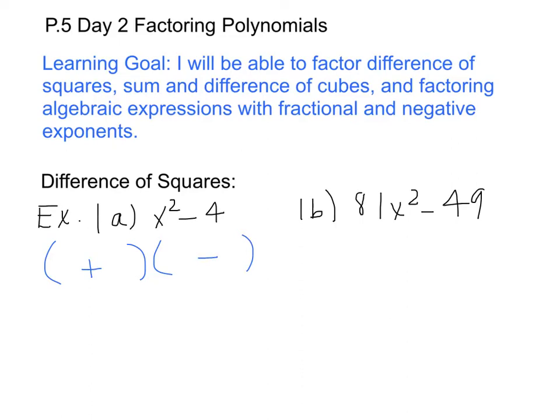So we need to make an x squared, so it'll be x and x. And then a 4, square root of 4 is 2, so one is positive, one is negative. And then you're done.